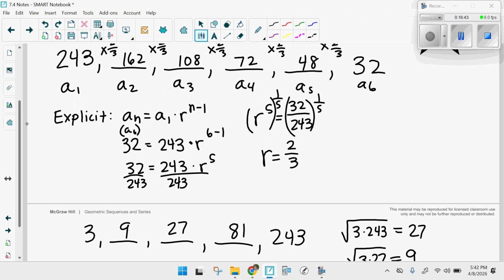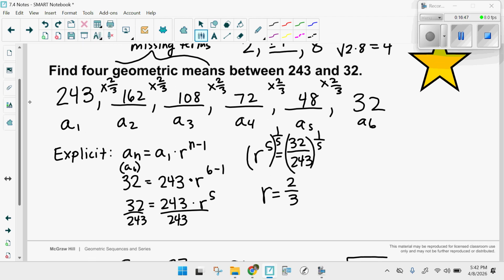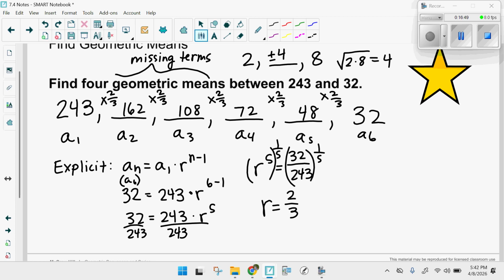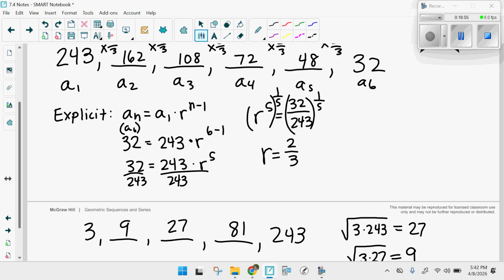So if I have an odd number of missing terms, I can find that middle term using the geometric mean formula, and then I can find the rest. Otherwise, if we have an even amount of these geometric means we're looking for, then we can use the explicit form to find what those missing terms are, and we need to know what the r value is. So that wraps up our day 1, and we'll head to our day 2.